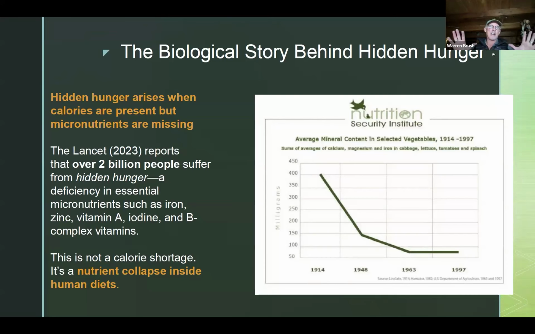As we take a bird's eye view of the soils and the impacts on human health, some of the recent research coming out is around what we call hidden hunger, which is when we have calories in our food, but the micronutrients are missing. We'll talk about why this is important and how it relates to the soil biology. Because right now there are billions of people suffering from hidden hunger, that deficiency in micronutrients. Really, there's not a calorie shortage, but there's this nutrient collapse that has to do with micronutrients.